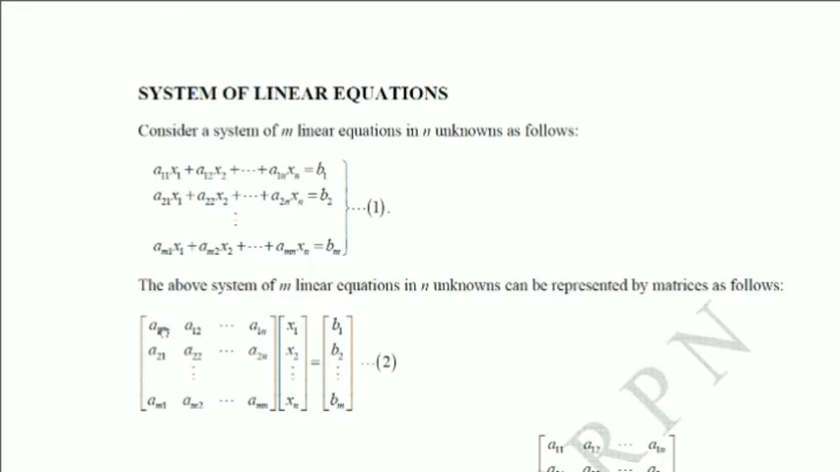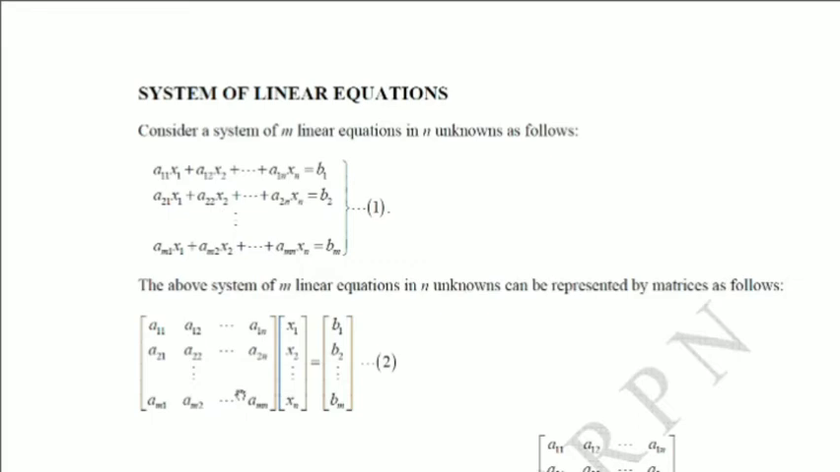It's very easy to get back this equation from this matrix. Multiply first row with first column: a11 into x1 plus a12 into x2, etc., a1n into xn will be equal to b1. You will get the first equation. Similarly, multiply second row with this column matrix and equate that with this matrix, you will get the second one. Like that, you can get all the m equations from this.